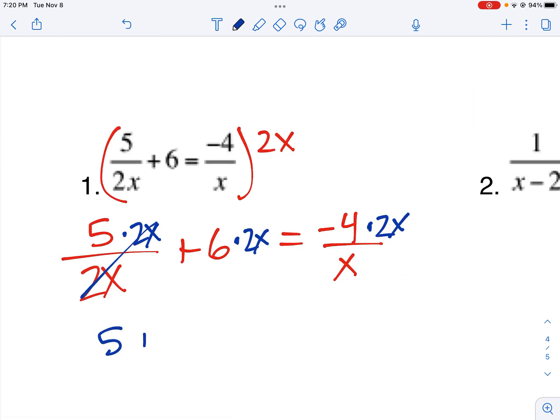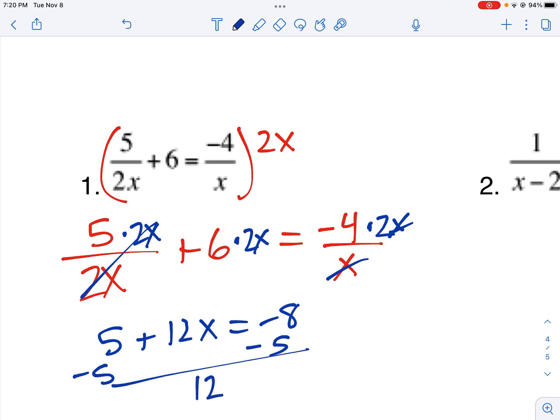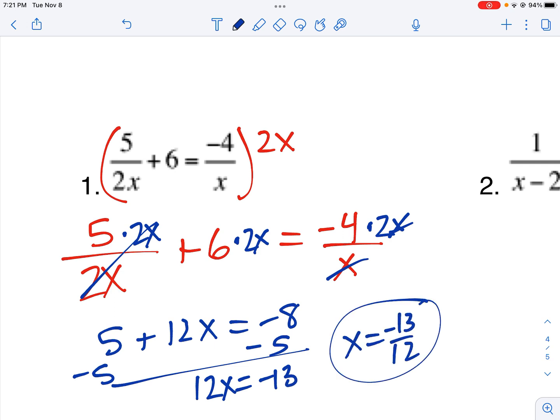So this is 5 plus 12x equals negative 8. So minus 5, minus 5. So 12x equals negative 13. So x is negative 13 over 12.